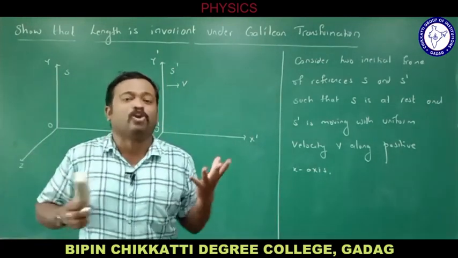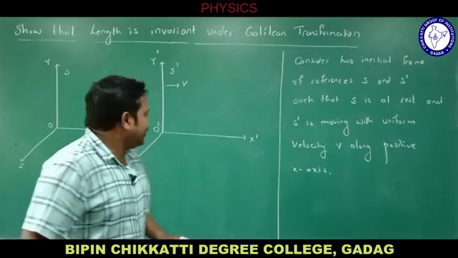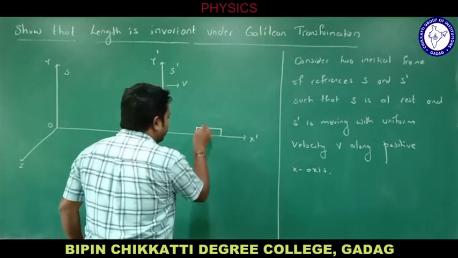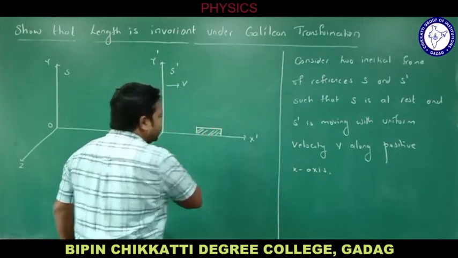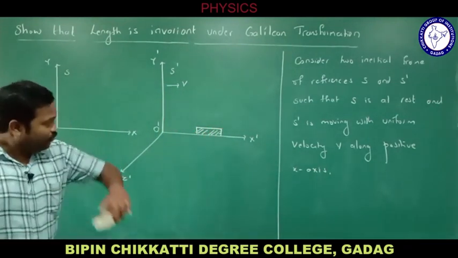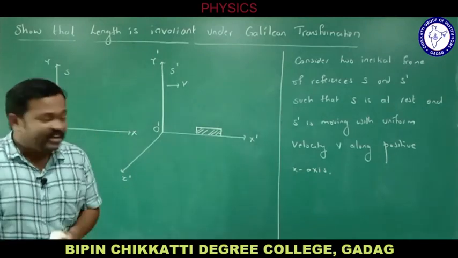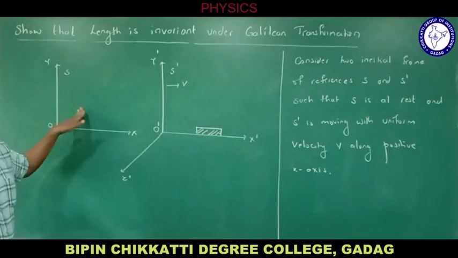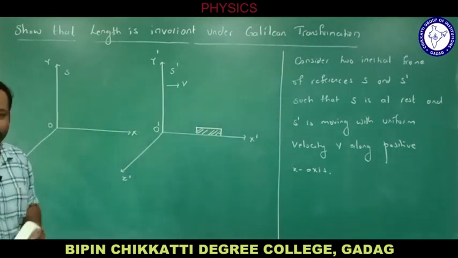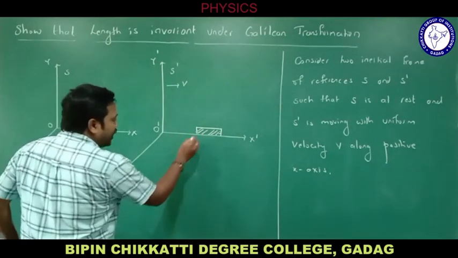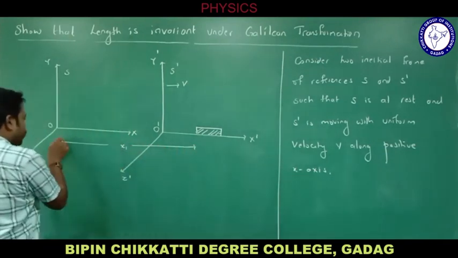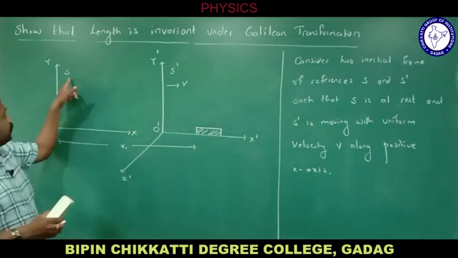So let us take a rod whose length is L. Let me take a rod in the S dash frame. I want to find the length of the rod. If I see this rod from the frame S, what will we get? Let me take this point, shall I call it x1? I am measuring from the S frame.